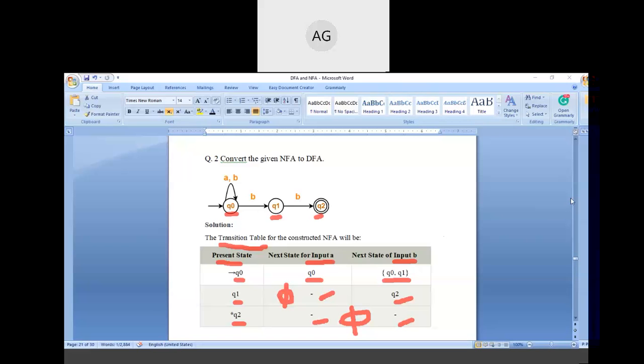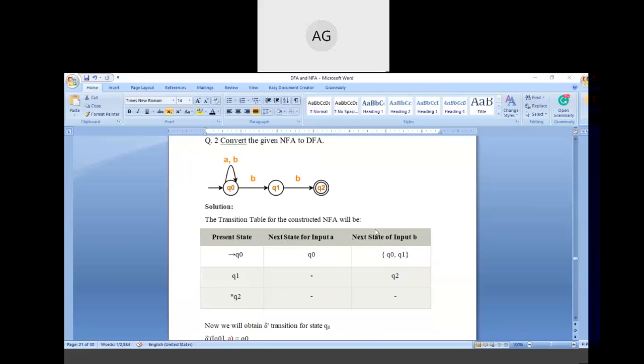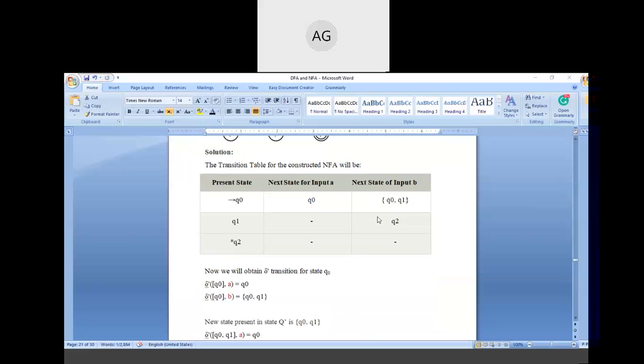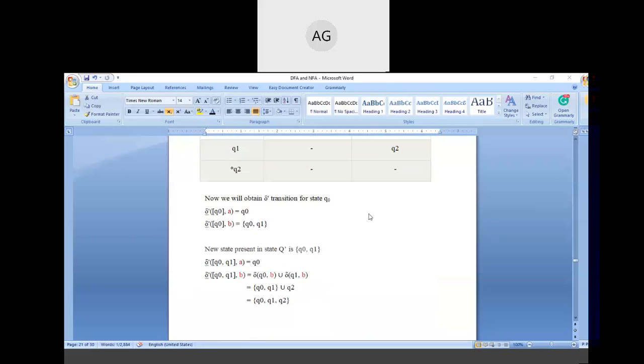Okay. Just write this in your copy so that it can be easily understood by you.